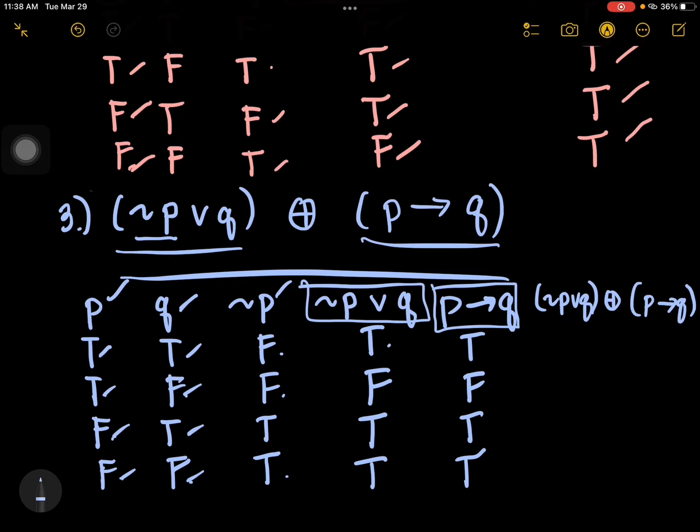So let's have true, true, the same, so it's false. False, false, the same, it's false. True, true, the same, it's false. True, true, it's the same, it's false. Okay, so this is the answer for our third example problem.